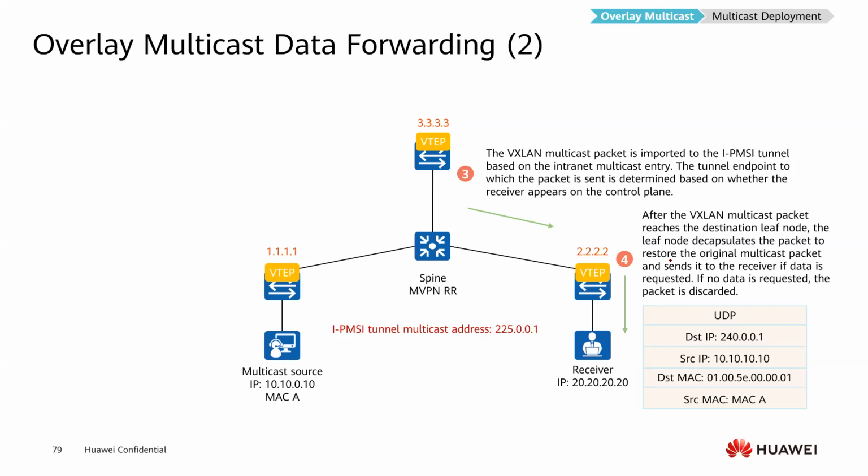If no data is requested, the packet is discarded. If the receiver has already sent the IGMP report to this wait type, it will form the PIM entries and the outbound interface is the VBDIF. But if we don't have the downstream, the packet will be dropped by this wait type.